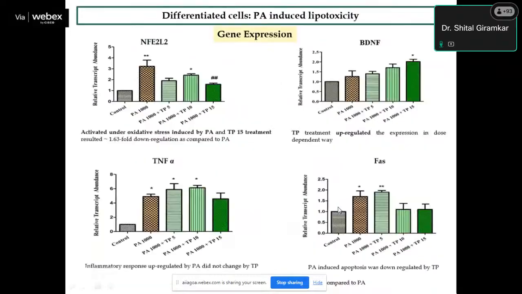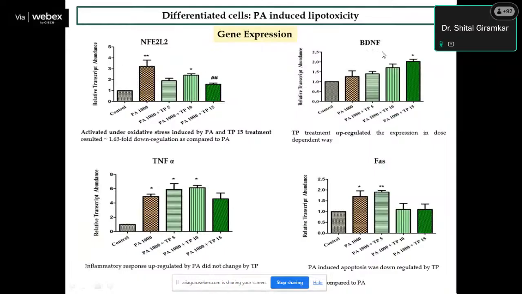Coming to the gene expression, where we have selected NF2L2 as an oxidative stress marker, it was observed that it has got activated under oxidative stress, that is, palmitic acid causes oxidative stress, and AAA treatment resulted in a decrease or a down regulation as compared to palmitic acid.